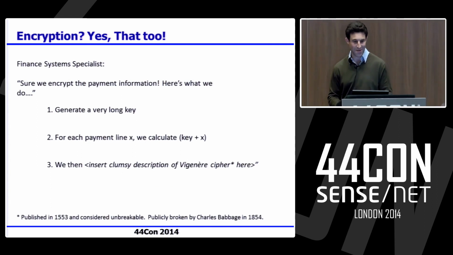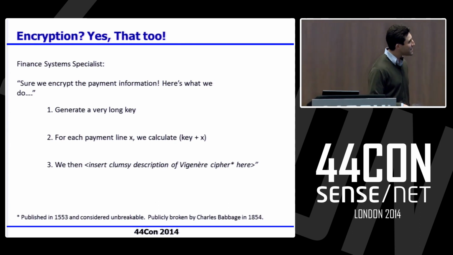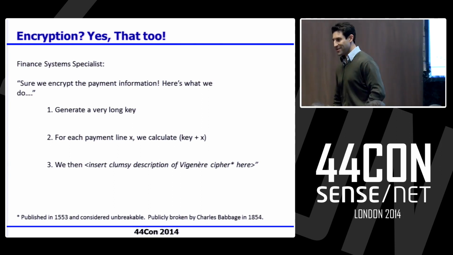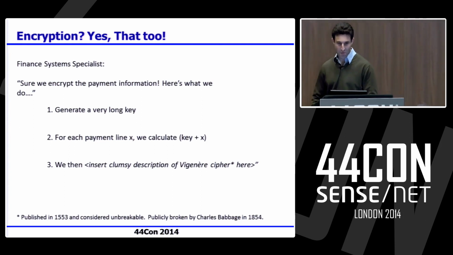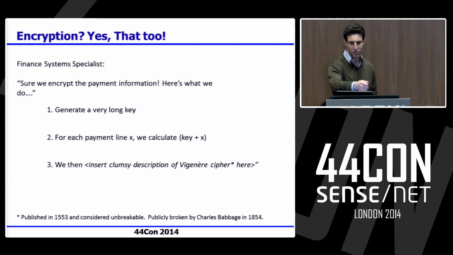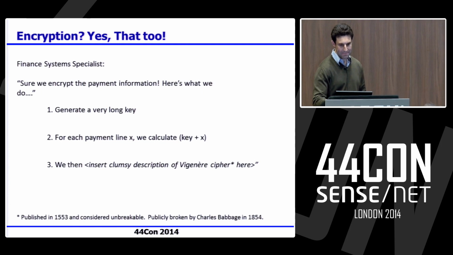This one is fantastic. So he explained what he did. He generated a very long key, which was, I don't know, 20 characters or something. From each payment file, you iterate by a given number that's entirely predictable. And then the cipher that he used was literally a 500-year-old cipher that Charles Babbage broke almost 200 years ago, publicly. I think he wrote a letter to the Times in response to a challenge. Yeah, so this is the kind of nonsense that's out there.